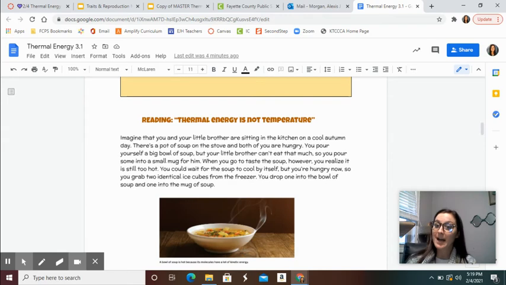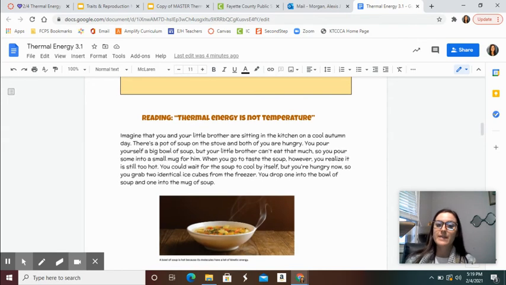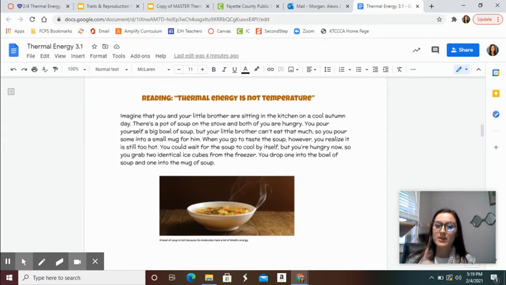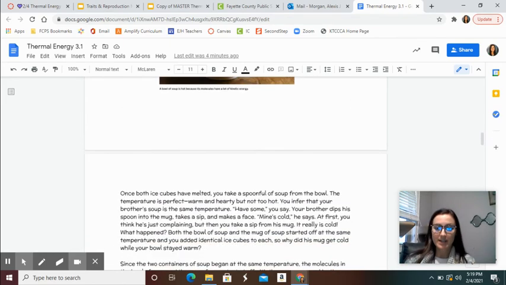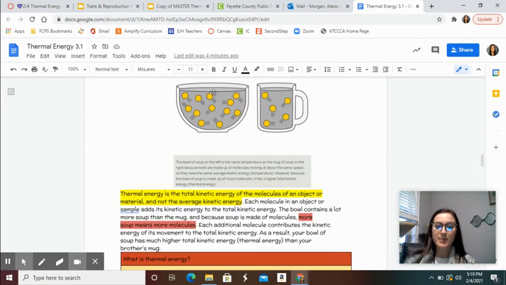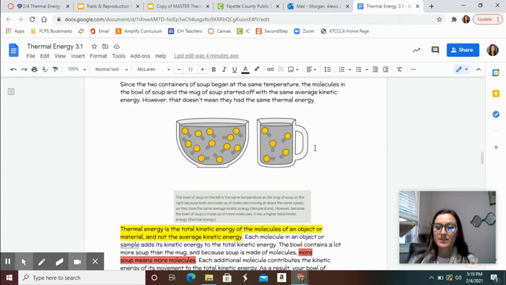and tell me why? Then there's a reading right here about why thermal energy is not temperature, and it puts a scenario of you and a sibling eating soup. One sibling has a bowl of soup while the other sibling just has a mug. And so it's talking about how there's a difference in temperature. So the mug cooled a lot quicker and the bowl of soup stayed hot.